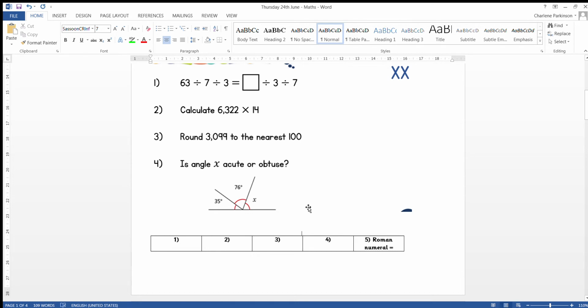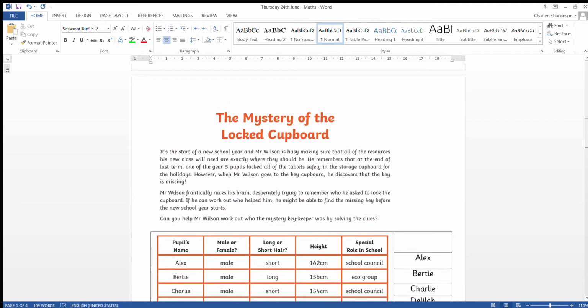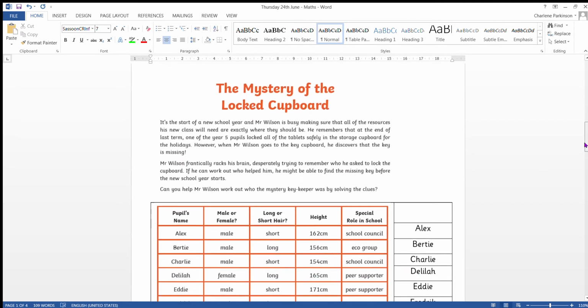To be honest, you should be able to work that one out pretty easily, because you're not having to work out the missing angle. You're just going to have to say whether it's acute or obtuse and use your knowledge of what you know about acute and obtuse angles. Okay? Right. Oh, and obviously your Roman numeral.